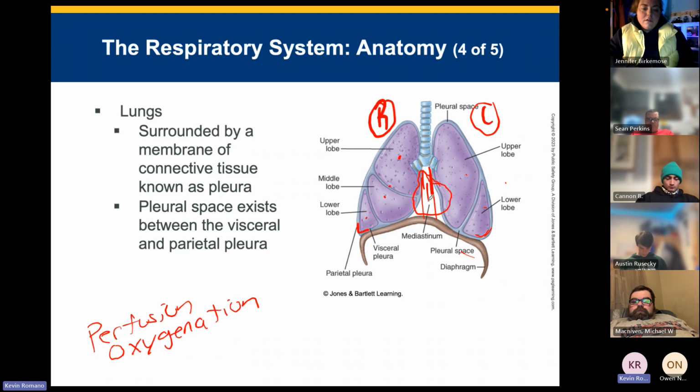Why am I mentioning that? Because you can have air inside the mediastinum. That's what they call a pneumomediastinum. There's nothing we're going to be able to do in the field for that. We need to go to the ER for those. It's going to be more of an intervention done at the hospital.